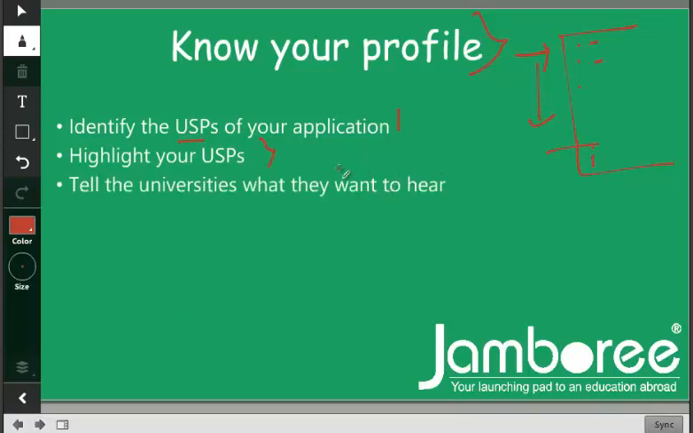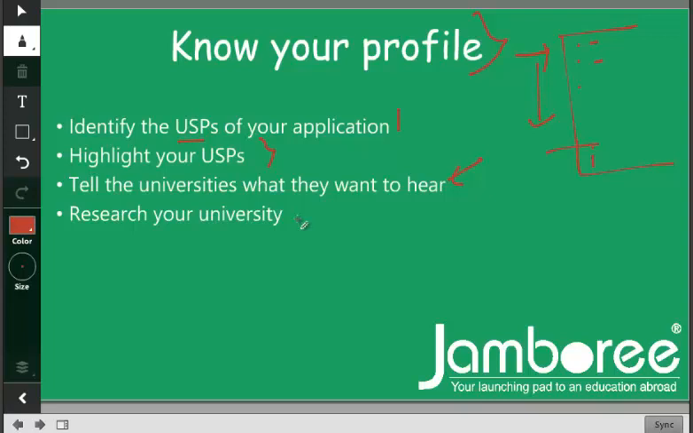Another interesting bit is to tell the universities what they want to hear. By this, I mean that if you're applying to Stanford, let's say, you have to research your university very well. Now, what does Stanford boast of? Stanford boasts of the number of entrepreneurs they have produced. Stanford is known for producing entrepreneurs. The buzzword around Stanford University is entrepreneurship.